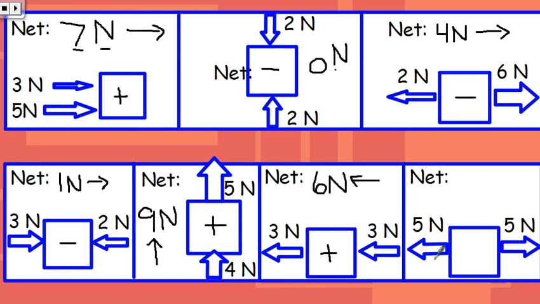Our last example, we have 5 newtons going to the left and 5 newtons going to the right. They are opposite, you will subtract. 5 minus 5, we have 0, add your unit, which is newtons, and since they are 0, there is no direction. It's not moving.